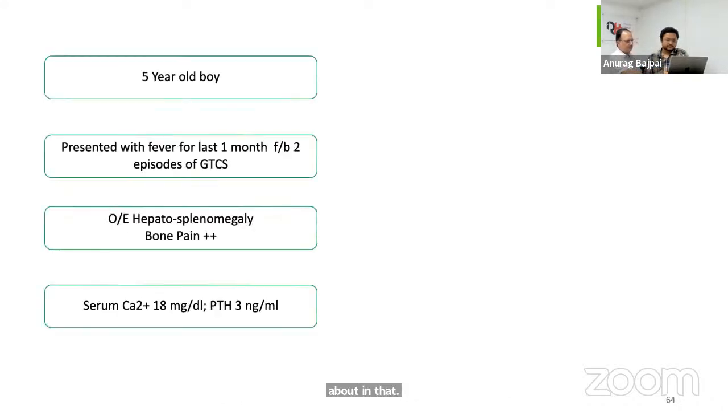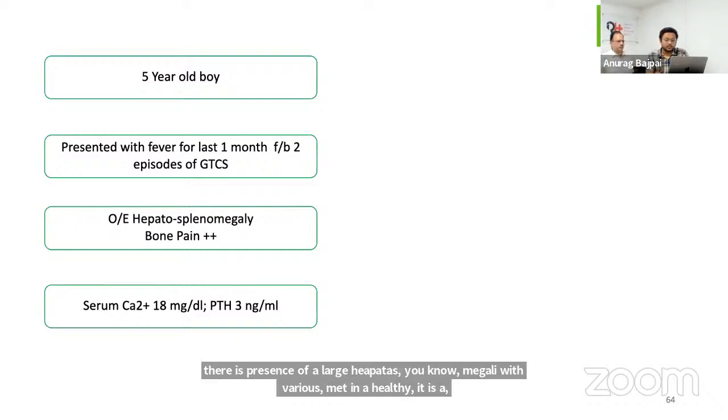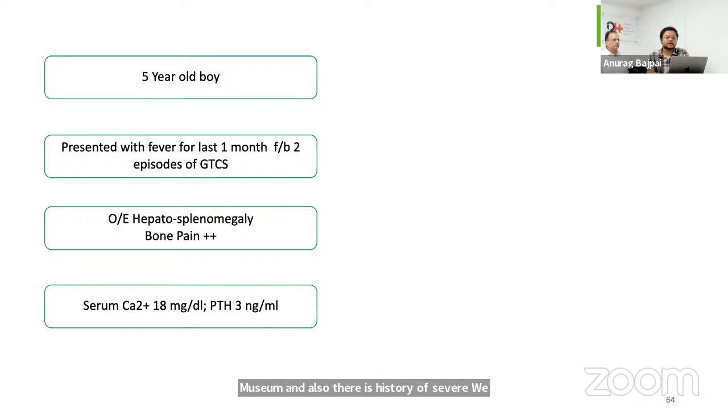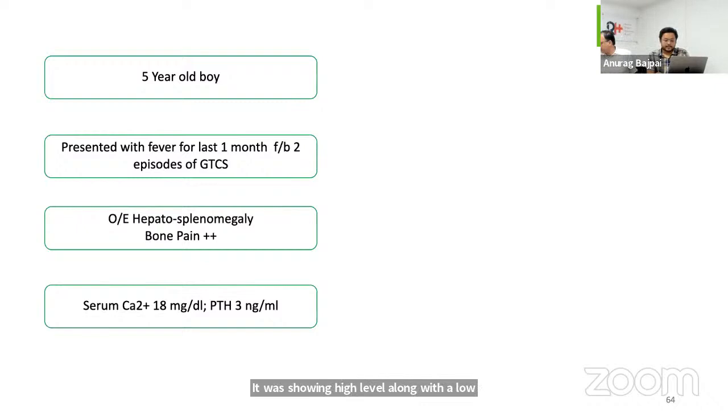Okay, carry on. So again, a 5-year-old boy presented with fever for the last 1 month, followed by 2 episodes of GTCS, for which his parents rushed him to the emergency. On examination, we found there was large hepatosplenomegaly with various lymphadenopathy. It is a contiguous lymphadenopathy in the cervical and axillary region. There is also a history of severe bone pain. We have done a calcium, which showed a high level along with a low PTH level. So I think this again is a giveaway.